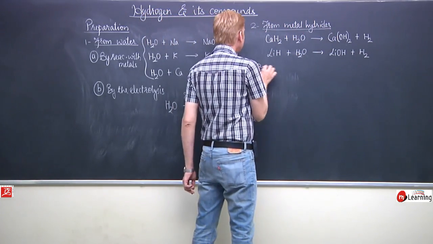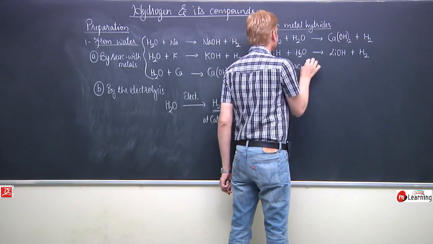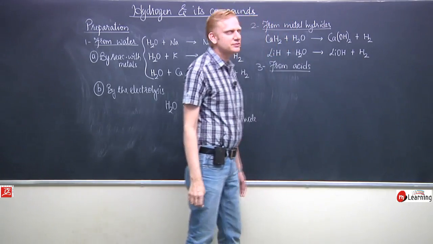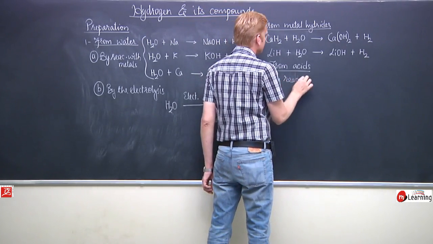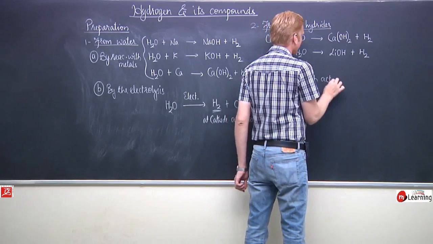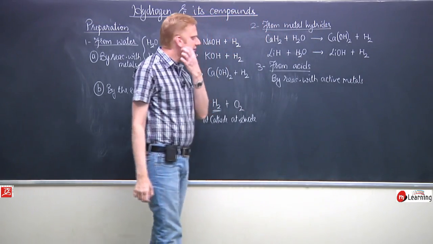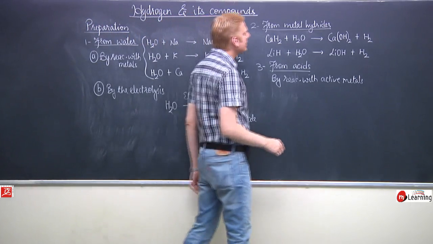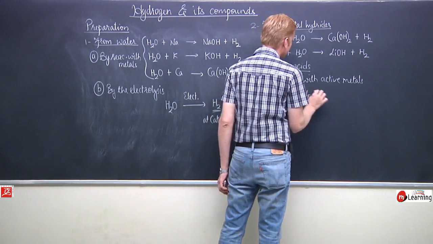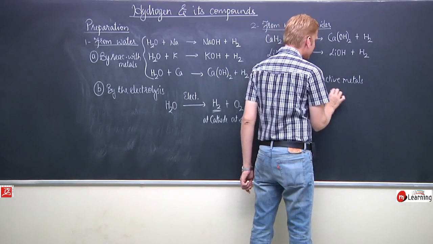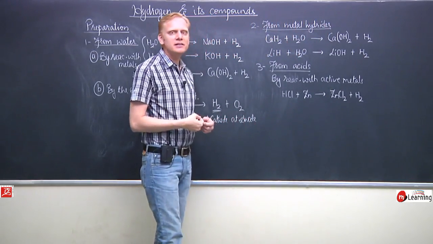Another way to produce hydrogen gas is from acids. Acids react with active metals. Active metals means metals which are placed above hydrogen in the electrochemical series. That means in the reactivity series, the metals above hydrogen liberate hydrogen when reacted with acids. For example, zinc on reaction with HCl liberates hydrogen.